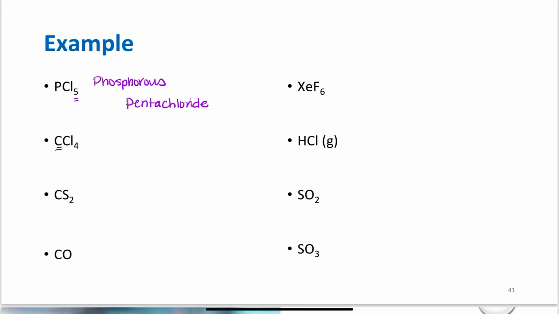CCl4, I've got a single one here, so I'm not going to write mono. I'm going to write carbon for the carbon. And then I have 4 chlorines. Tetrachloride. 1 carbon here, carbon. 2 sulfurs, 2 is di, sulf. Now I'm going to drop the part of sulfur and add ide.